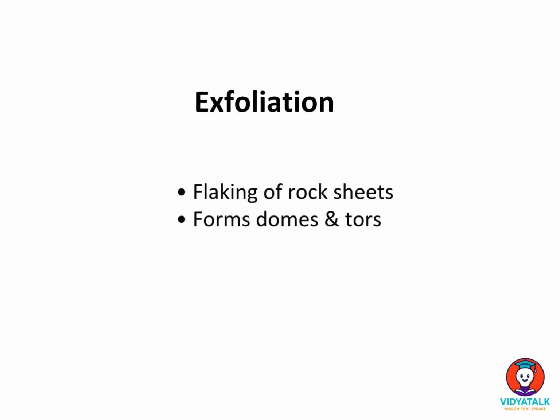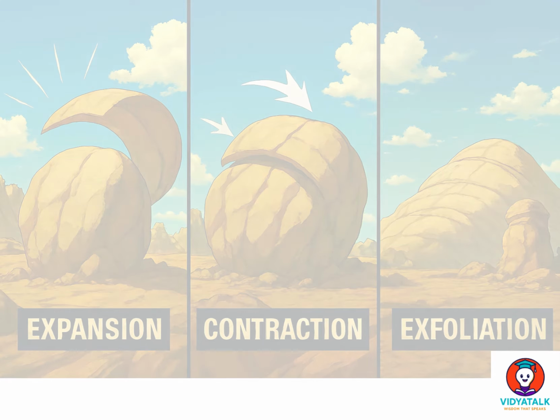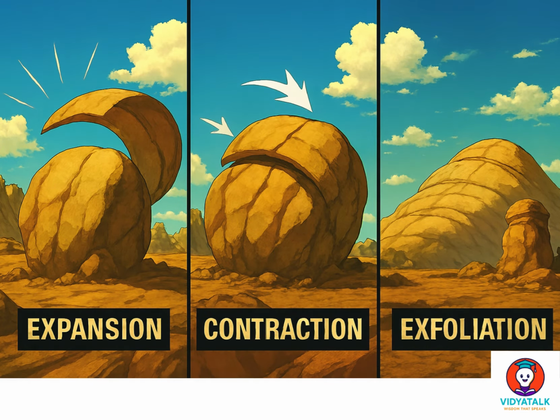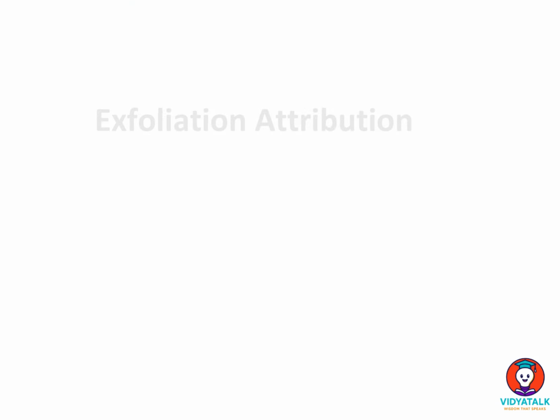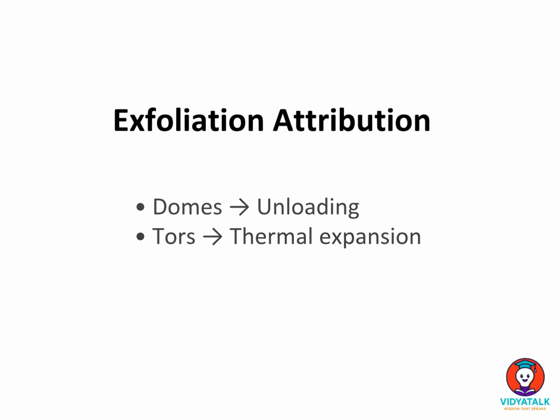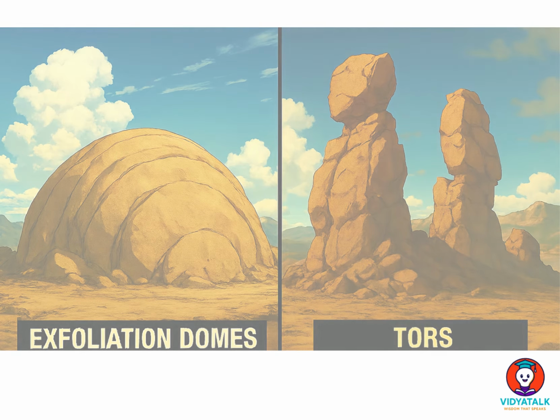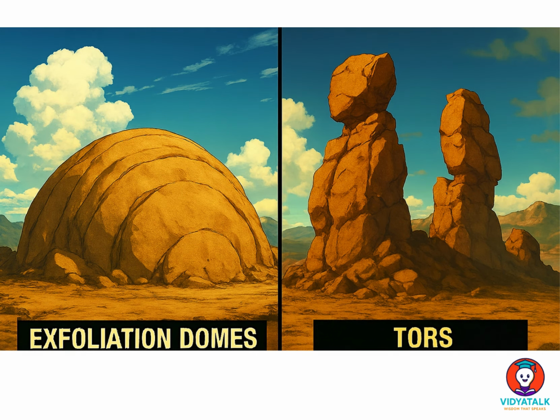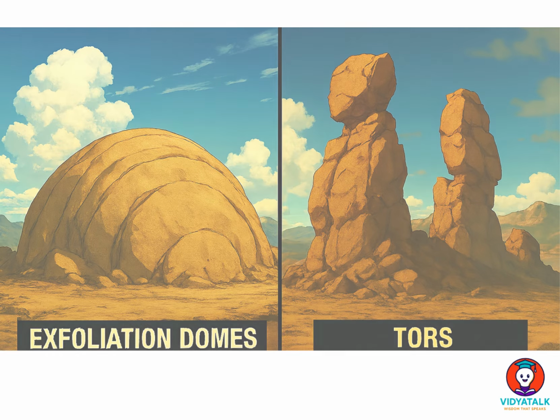Exfoliation. Exfoliation is peeling off curved rock sheets due to expansion and contraction. It creates smooth domes and tors. Exfoliation attribution. Exfoliation domes commonly form from unloading, while tors often reflect thermal expansion. Exfoliation is a result, not a standalone process.